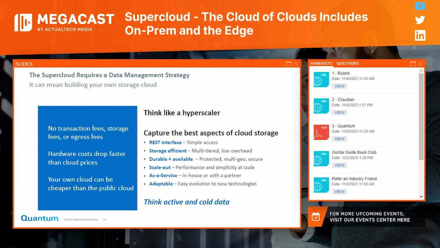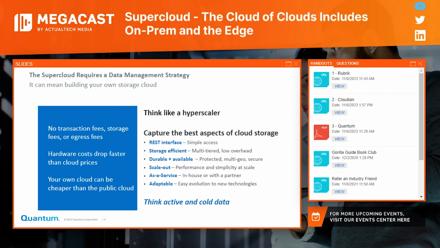And then the other key benefit, of course, is your own cloud can actually be cheaper than the public cloud, both in terms of the storage costs, but specifically with respect to transaction fees, storage fees, and egress fees that make public cloud storage a very unpredictable resource and turns into surprises on a monthly basis in terms of what your cloud bill is going to be for storage.